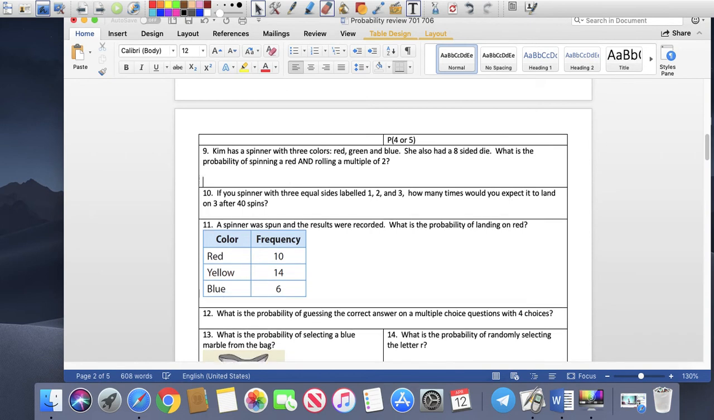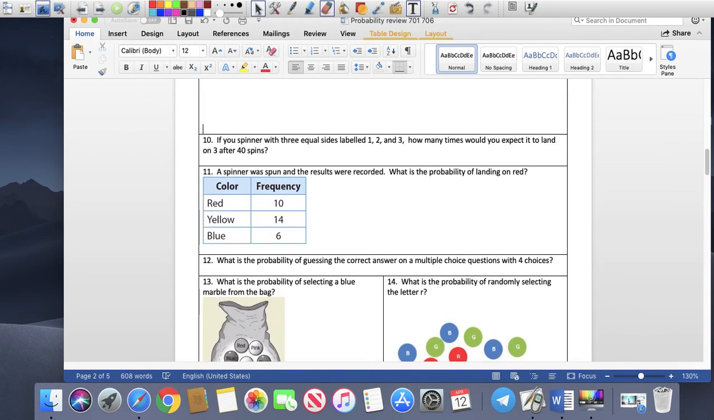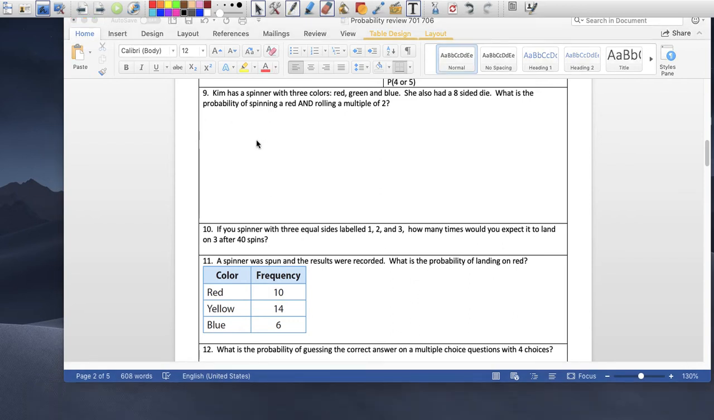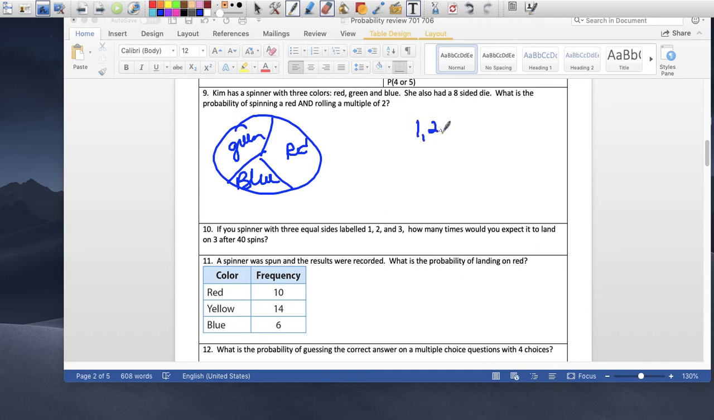9. Kim has a spinner with 3 colors, so it's always nice to draw it out, right? So here's my spinner. 3 colors: green, red, and blue. And she has a die which has 8 sides. I'm not going to draw an 8-sided cube because I don't know how to. But just to tell you, there are 8 sides, each of them labeled 1, 2, 3, 4, 5, 6, 7, 8.